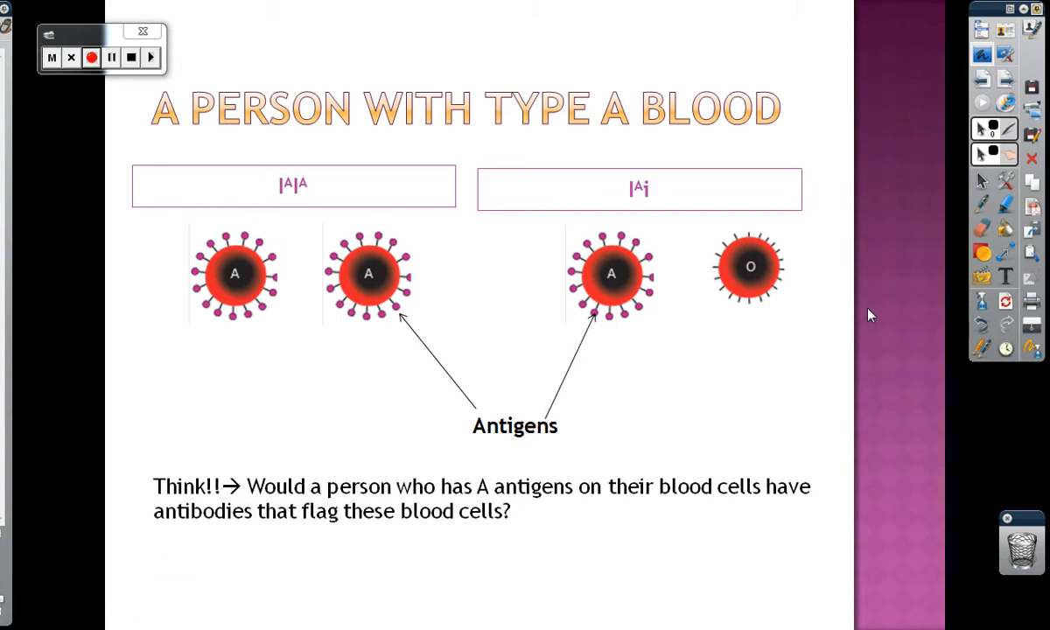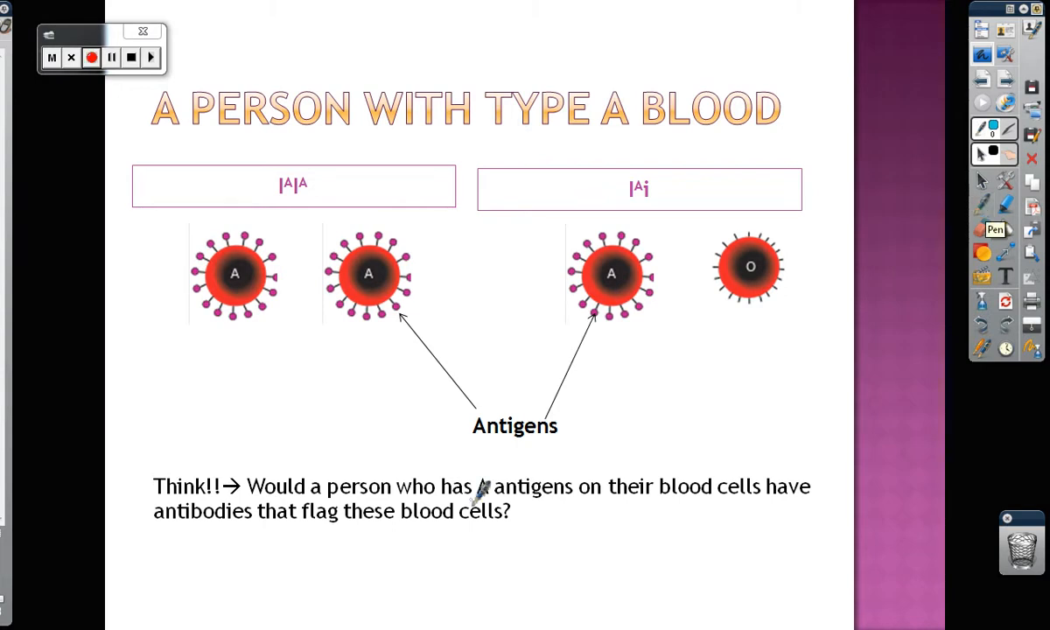All right. One last thing. Think about it. Would a person who has A antigens on their blood cells have antibodies that flag these red blood cells as bad? So what I'm saying is, if a person has A antigens, like we see in the picture up here, these A antigen markers, would their body produce antibodies to tag them as bad? Take a second and think about that. Would someone who has A antigens on their red blood cells, meaning those are their self-antigens, produce antibodies against that blood type?